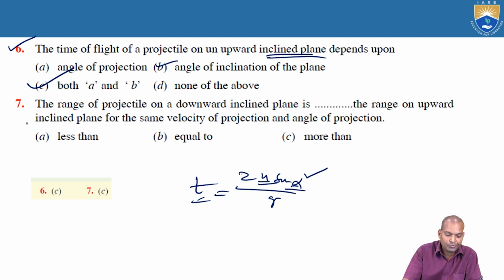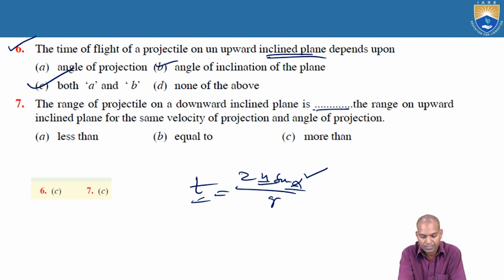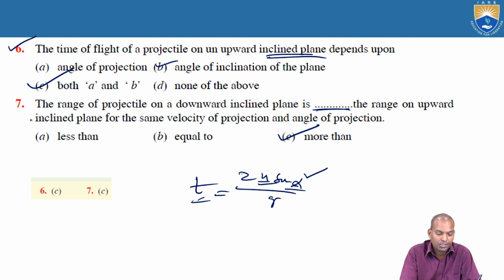The final objective: the range of a projectile on a downward inclined plane is less than, equal to, or more than the range on an upward inclined plane for the same velocity and angle of projection. So we can say it is more than the range on the upward inclined plane.